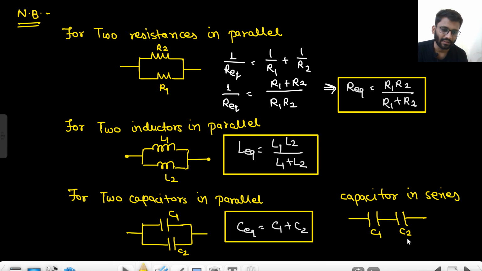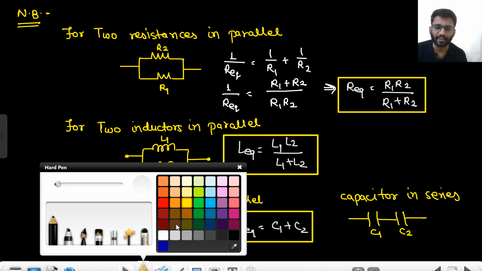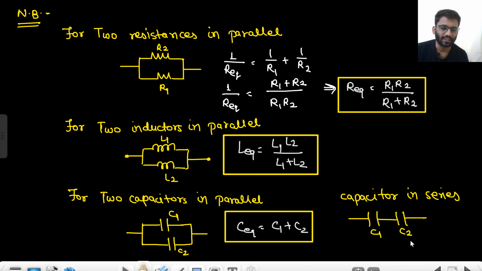This is C1, this is C2. So what will be your C equivalent now? Your C equivalent will be C1 C2 upon C1 plus C2. Okay. So just remember this.